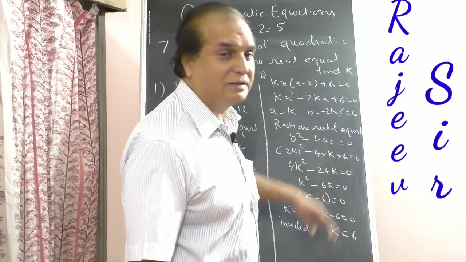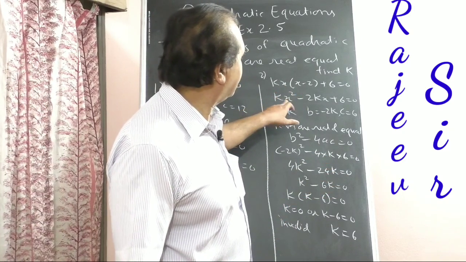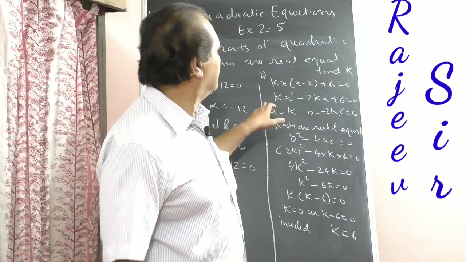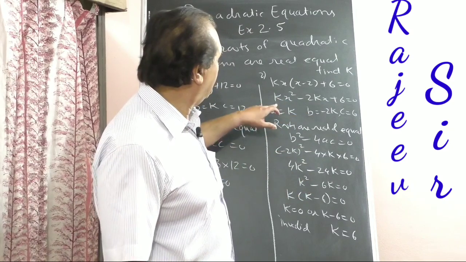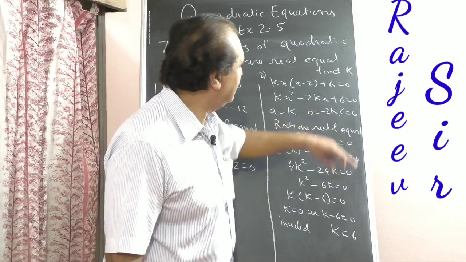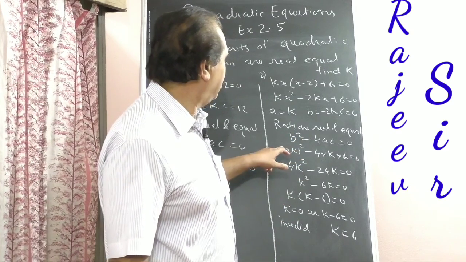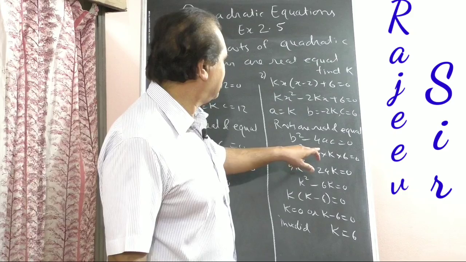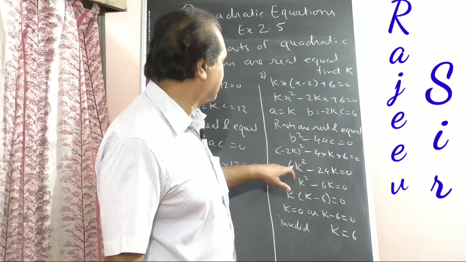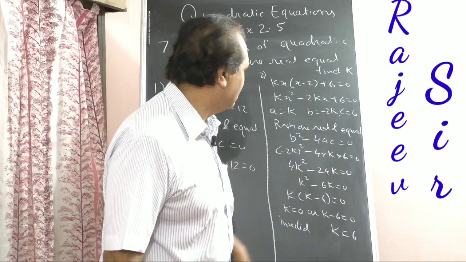kx in bracket (x minus 2) plus 6 equal to 0. First we have to open it. kx into x, kx square, minus kx into 2, 2kx, plus 6. ax square plus bx plus c equal to 0. a equal to k. b equal to minus 2k, x coefficient. And c is 6. Roots are real and equal, so b square minus 4ac is equal to 0. b is minus 2k square minus 4 into a into c, 4 into k into 6. Minus 2k square is 4k square, square always positive. Minus 4 sixes are 24k equal to 0.